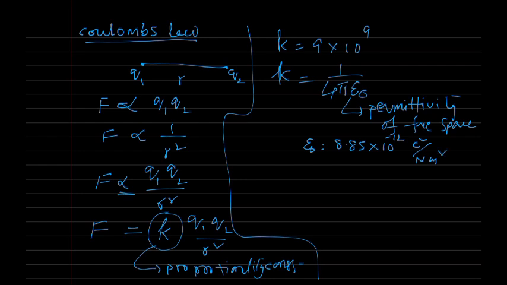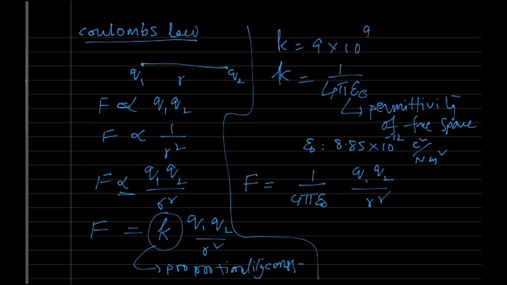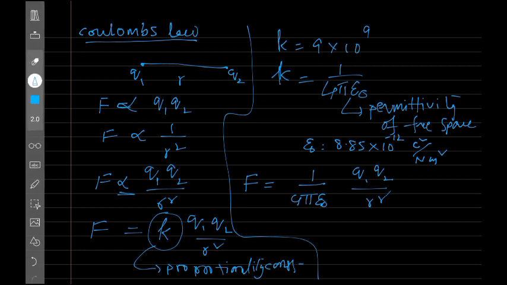So finally we have got the electrostatic force between the two charges as 1 by 4 pi epsilon naught q1 q2 by r square, right? And this epsilon naught is the permittivity of free space. So this is the expression for the electrostatic force between the two charges when they are placed in air medium or vacuum medium. Now the question is, how does the force change if they are placed in any other medium?